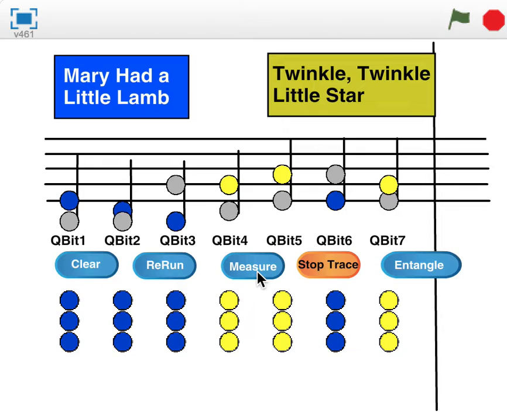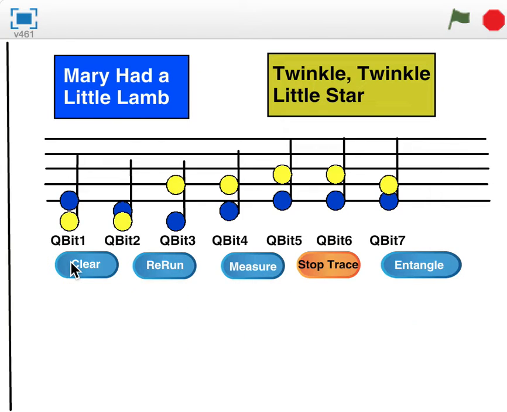This is depicted here by the size of the note. If I click on a yellow note, it gets bigger and the corresponding blue one gets smaller. As that yellow one gets larger, it indicates a growing probability of reading out yellow and a shrinking probability of reading out blue.